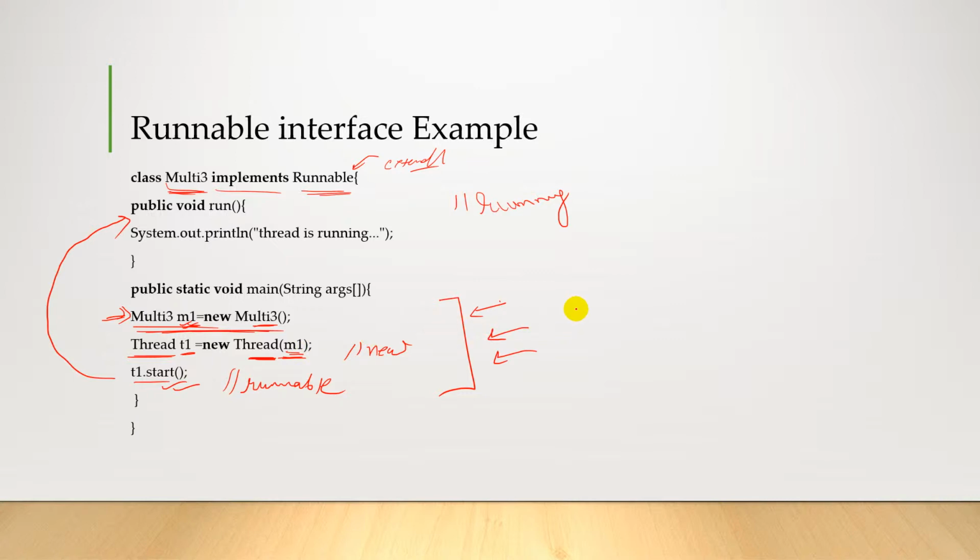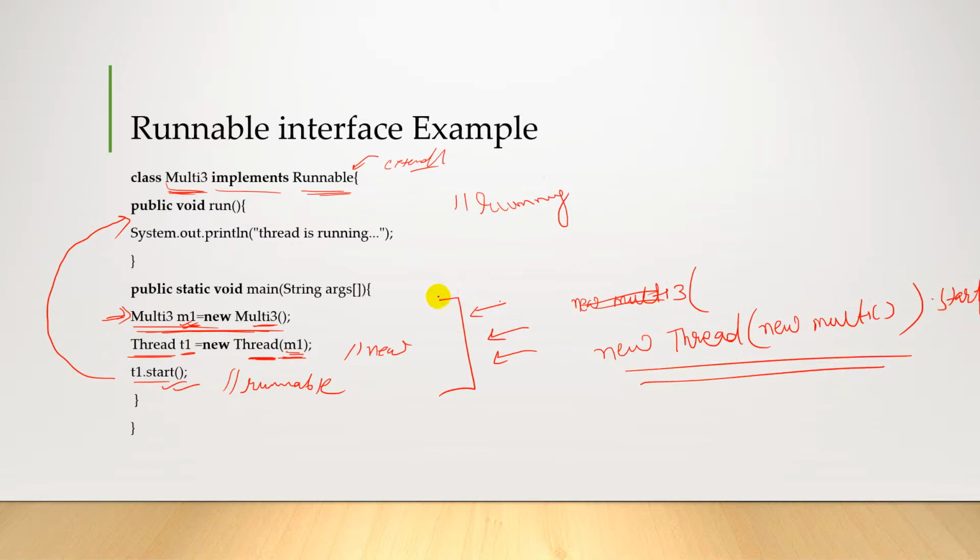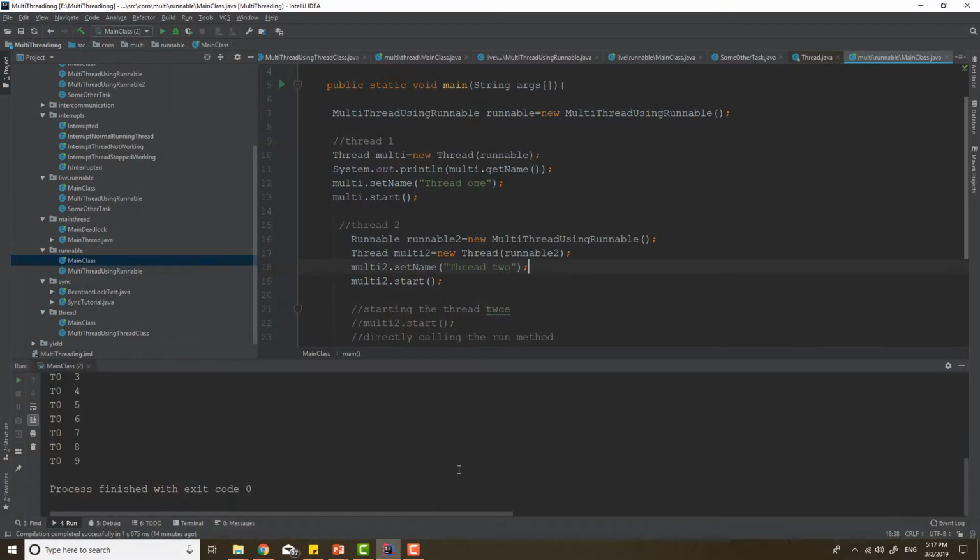Now these three steps can be combined like this also: you write new Thread, and in this you write new Multi3, and here dot start. So in this way we can do the entire three steps in one step. Okay, so let's see directly in the code, there you will get a better understanding.